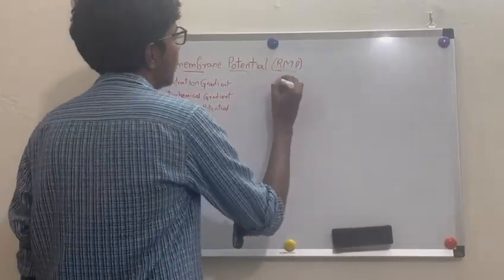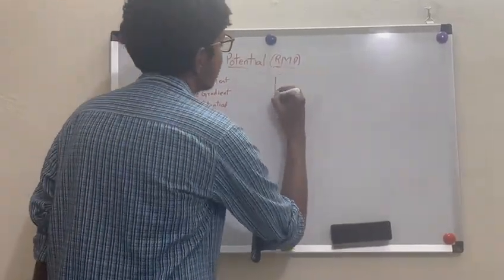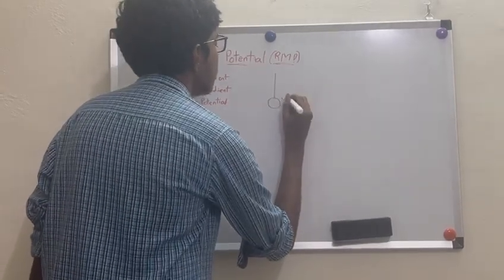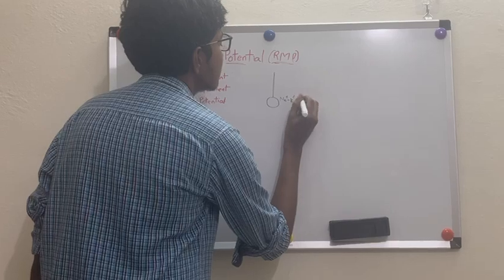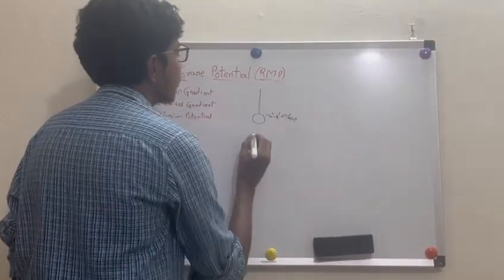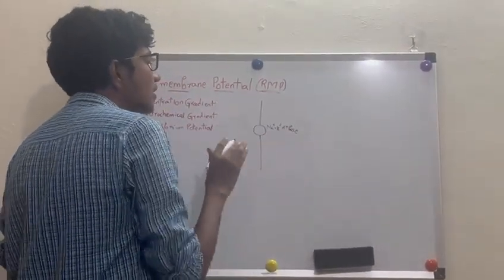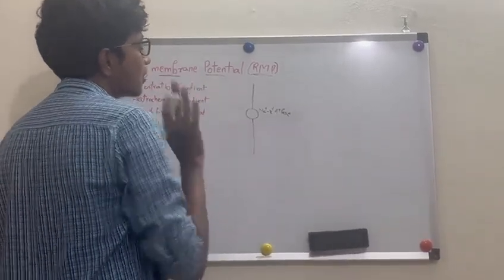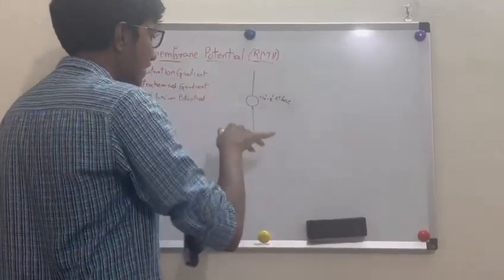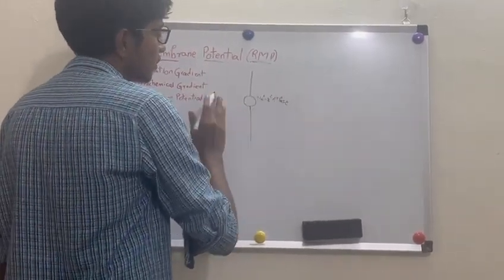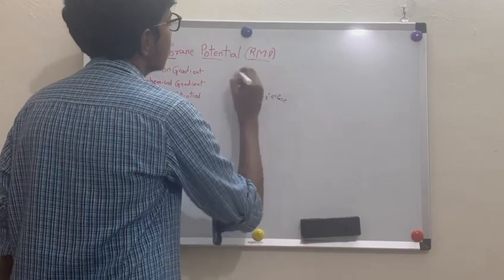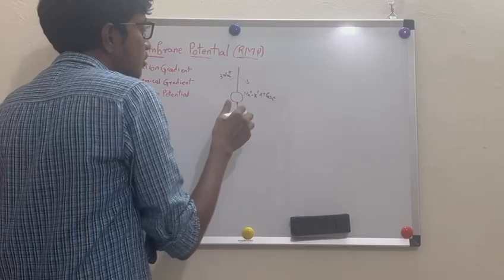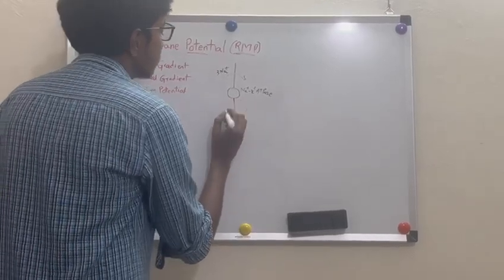So let's say we have a cell membrane. This cell membrane has a pump, that is the sodium-potassium ATPase pump. This pump facilitates the active transport of sodium and potassium, that is, opposite to the concentration gradient. It transfers 3 sodium ions from inside of the cell to outside of the cell and 2 potassium ions from outside of the cell to inside of the cell.